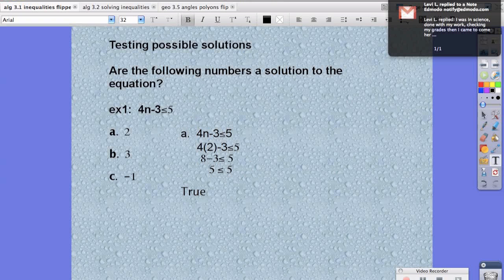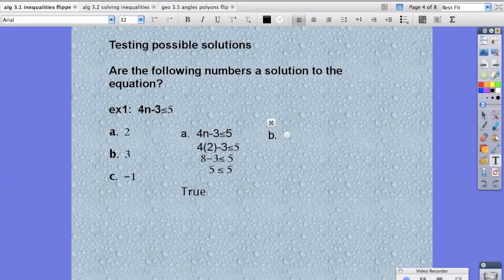Let's try the same thing for B. It says 4n minus 3 less than or equal to 5. Then we're going to substitute the value for n in, which is 3. Here we get 12 minus 3 is less than or equal to 5. Or rather, 9 is less than or equal to 5. Now notice 9 is neither less than nor equal to 5, therefore the statement is false.